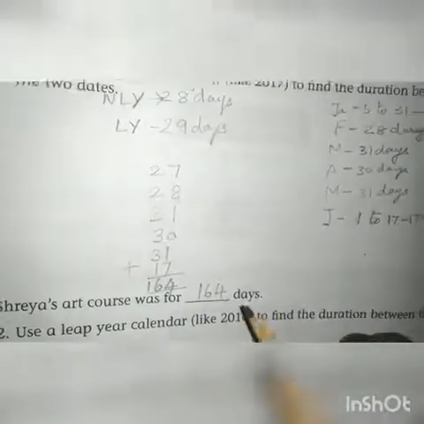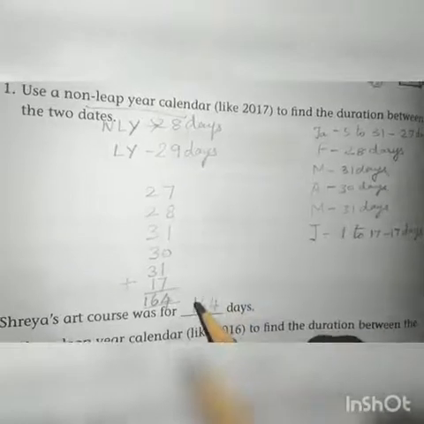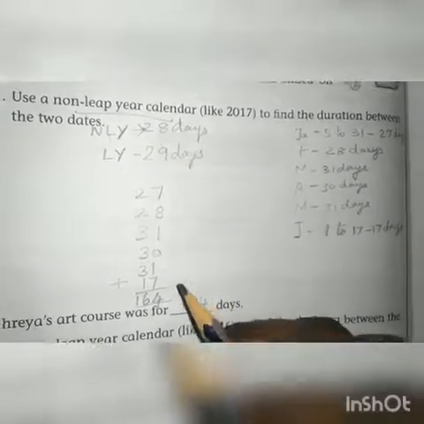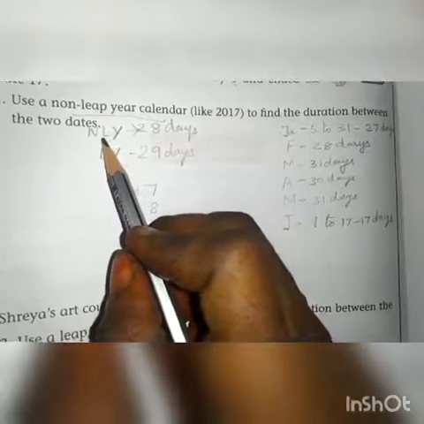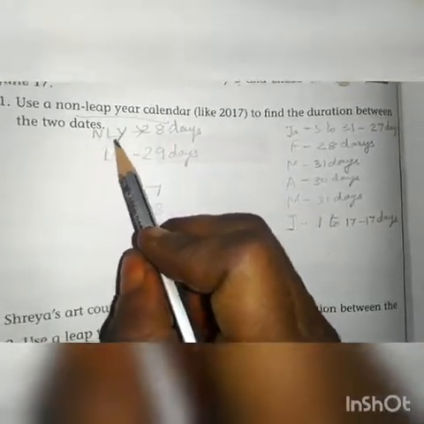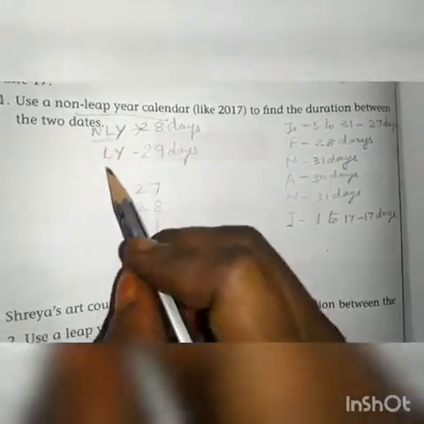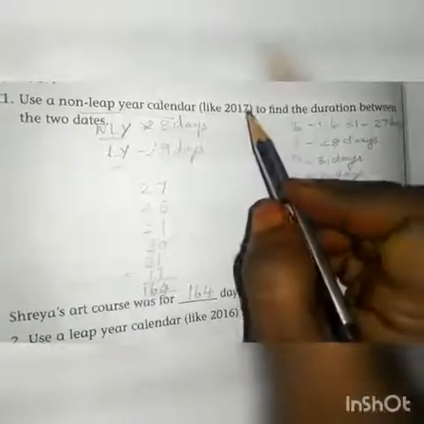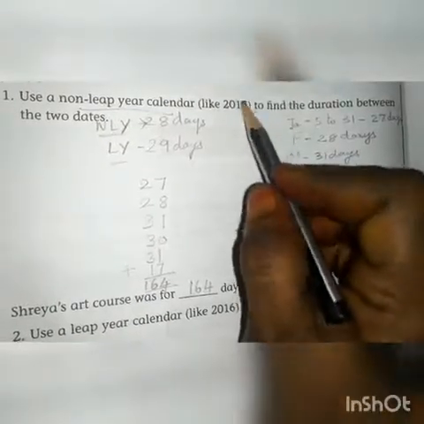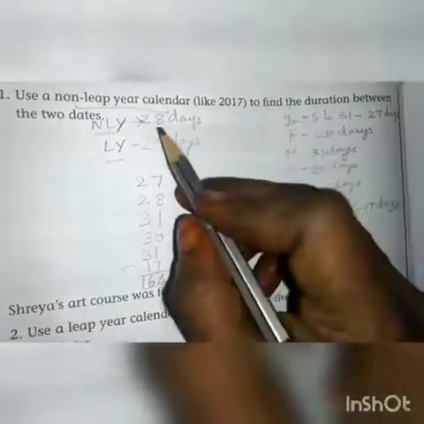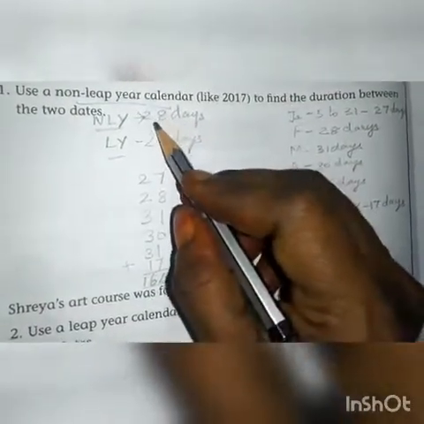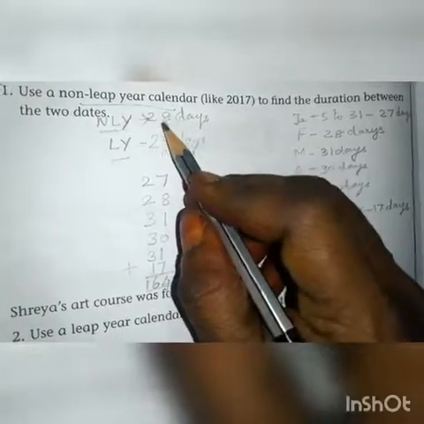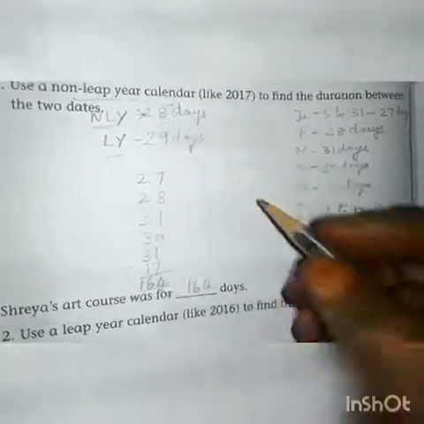So in this way, we have to count the total number of days between the given months. If the given months also include February, then we have to consider non-leap year and leap year. If the given year is a leap year, then we have to take 29 days. If the given year is a non-leap year, then we have to take 28 days only.